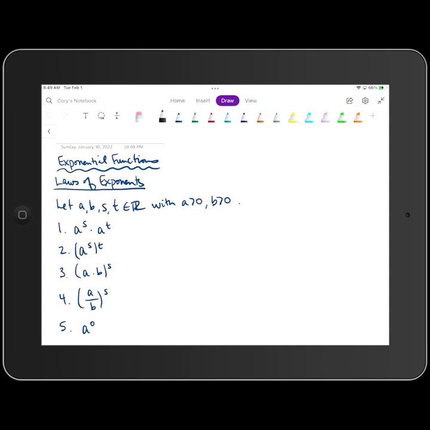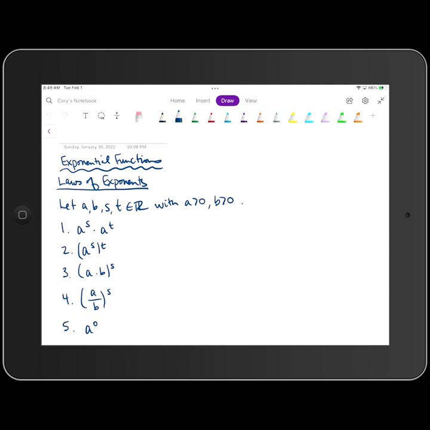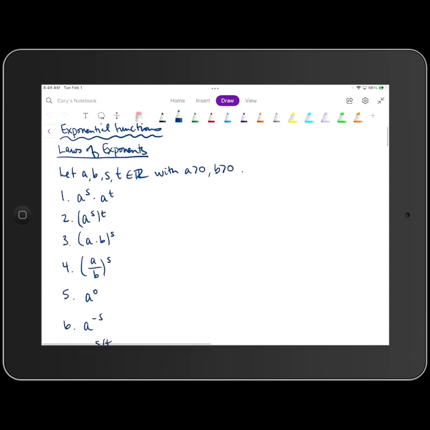Okay, but before we get into any of that stuff, we're going to review really quickly our laws of exponents. So we did some work with this way back at the very start of the school year. So we're just going to refresh right here. For our laws of exponents, we are going to let a, b, s, and t be real numbers with a greater than 0 and b greater than 0. Okay, and there are 7 laws that we're going to look at.